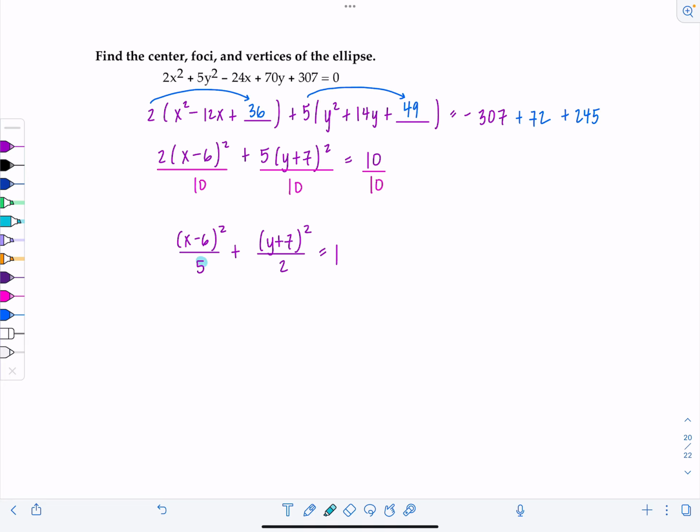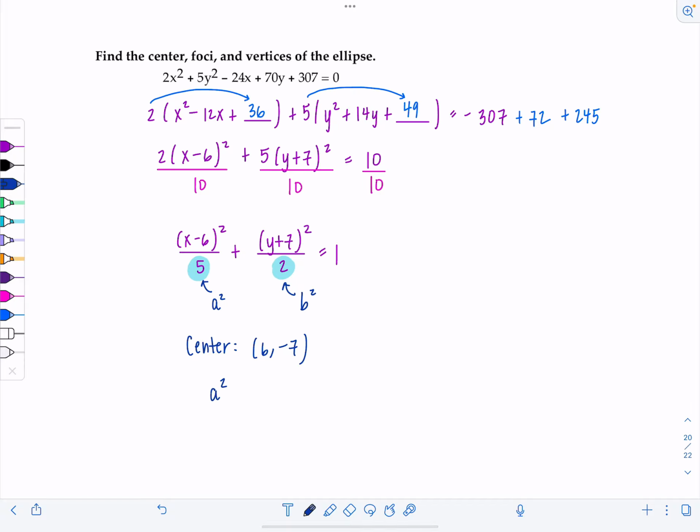Now in the denominators are a squared and b squared. How do you know which is which? A is the bigger one. So this is a squared and this is b squared. And I can already see where the center is, right? The center is at 6, -7. To get the foci, I need to find what c is.